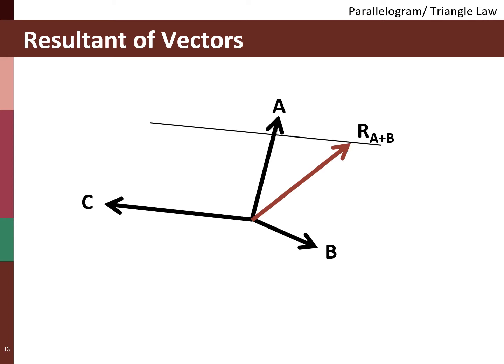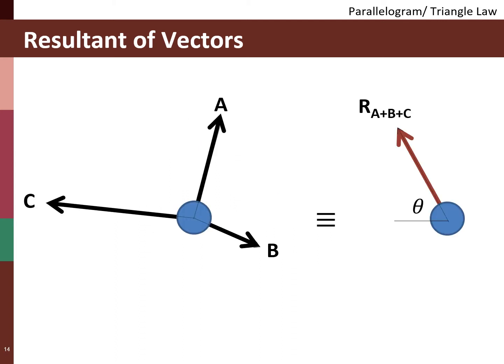For the resultant of A, B, and C, we draw a line that is parallel to C, passing through the tip of A plus B, and a line that is parallel to A plus B, passing through the tip of C. We get the resultant of A, B, and C by drawing the diagonal of the parallelogram passing through the tail of C and A plus B. This shows us that the three forces are equivalent to a single force R whose direction is theta.